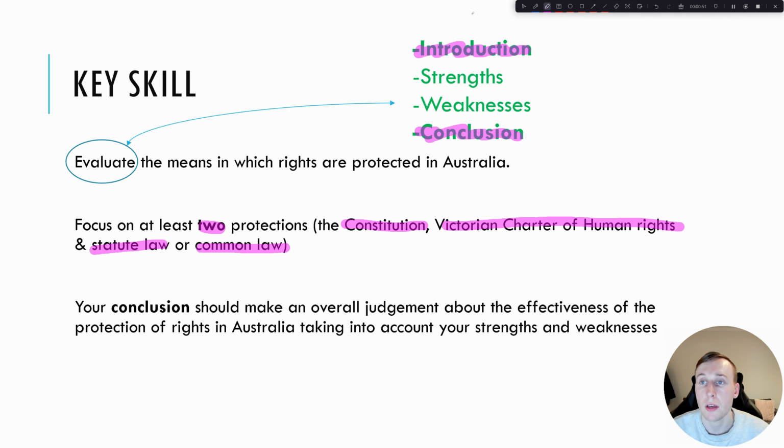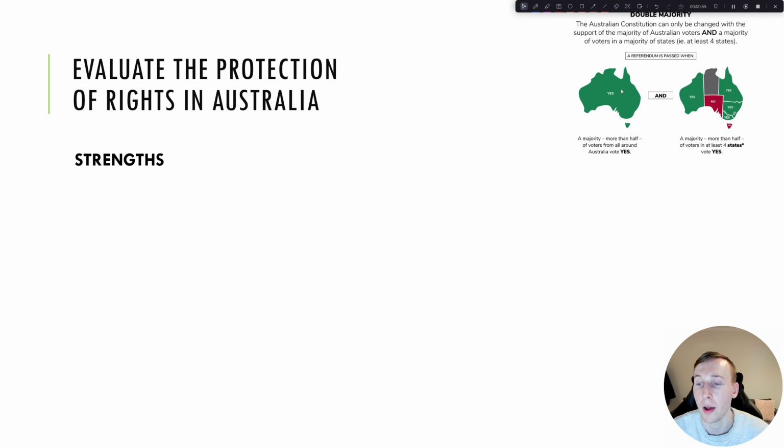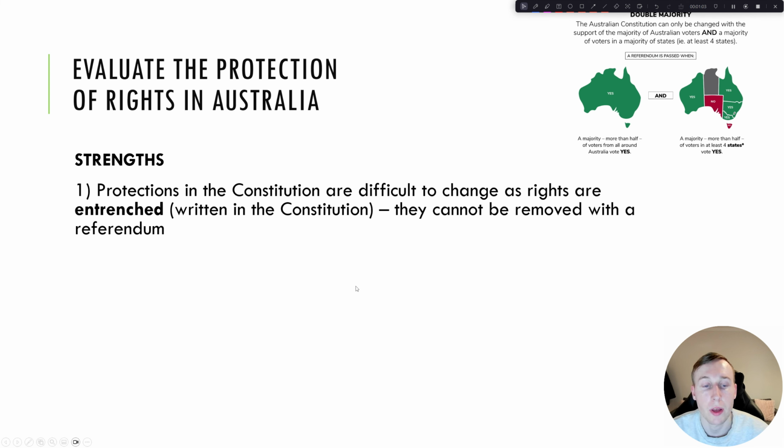To get started with the strengths, it's really important you remember maybe 2 to 3 to give you enough understanding to write a proper evaluation. Firstly, as we've talked about, protections in the Constitution are difficult to change as they're entrenched, or written, in the Constitution. Just as a little recap, I've got this diagram here in the top corner.